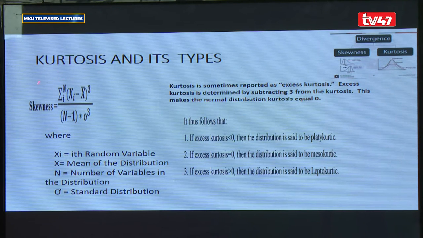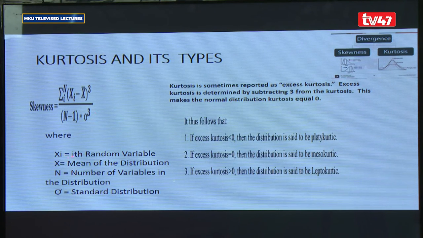So using the formula provided here for the skewness, the total of n, which is the number of variables in the distribution, x minus x mean, then power 3, divided by n minus 1, and then you multiply by Q3, where X1 is the nth random variable, where X here is the mean of the distribution, and N is the number of variables, and then we have the standard deviation.